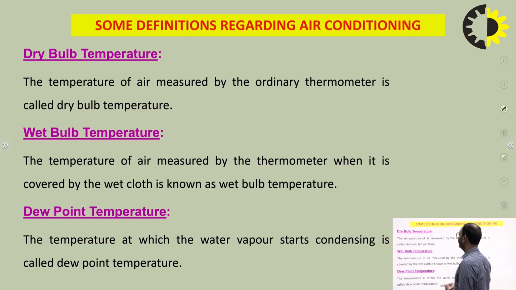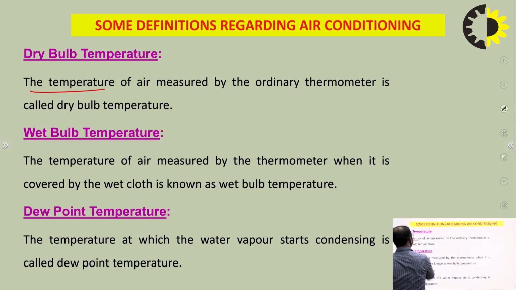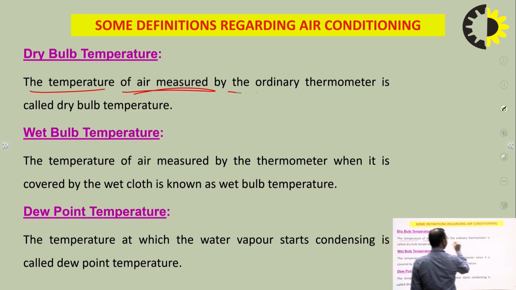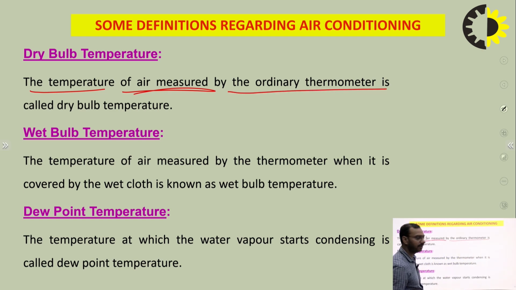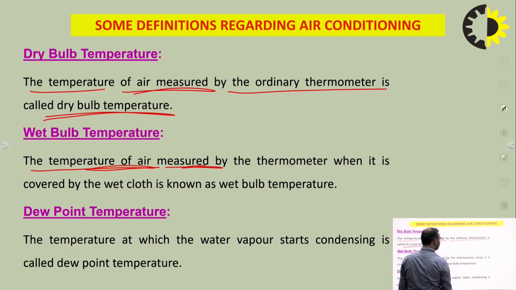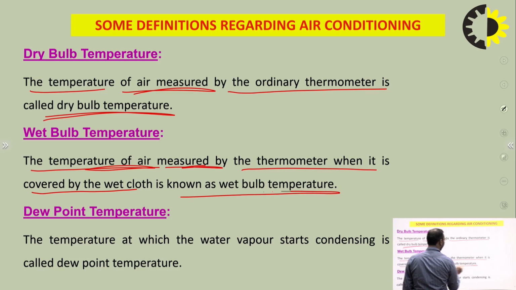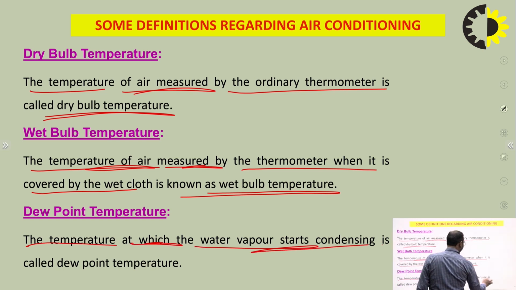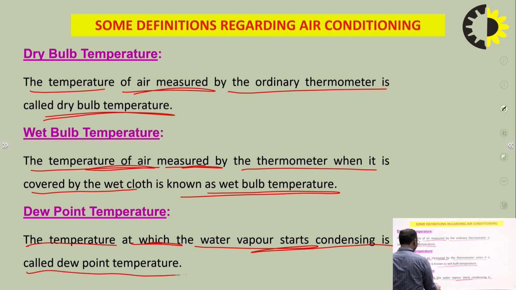Then what is dry bulb temperature? The temperature of air measured by an ordinary thermometer is called dry bulb temperature. Then what is wet bulb temperature? The temperature of air measured by a thermometer when it is covered by a wet cloth is known as wet bulb temperature. Then the last one: what is dew point temperature? The dew point temperature is the temperature at which the water vapor starts condensing.